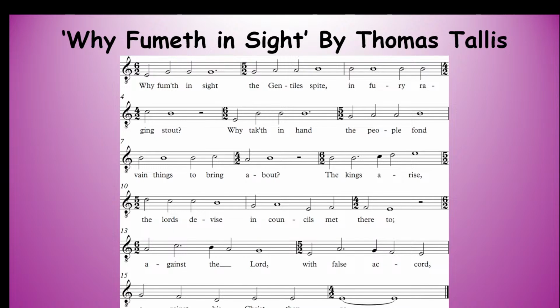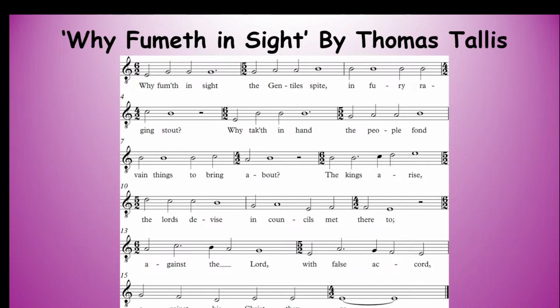Let's have a look at the next little bit. We're not going to do all of it, but we'll have a little look at the next little bit. You should be able to see how the shape, if the music goes up, your voice goes up and goes higher. If the shape comes down, if the notes come down, you come down and you sing lower. So the next bit, we've got a bit of a jump. And again, we're shortening a word. Why taketh is the word, but we're going to do why taketh.